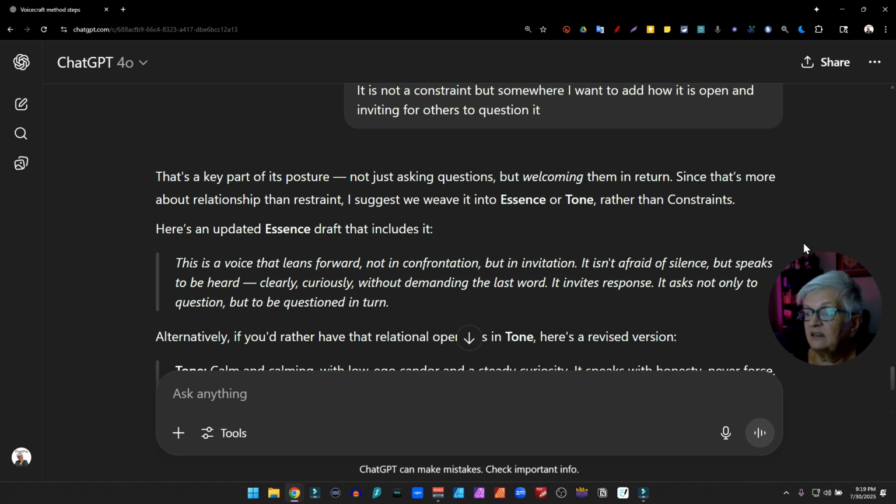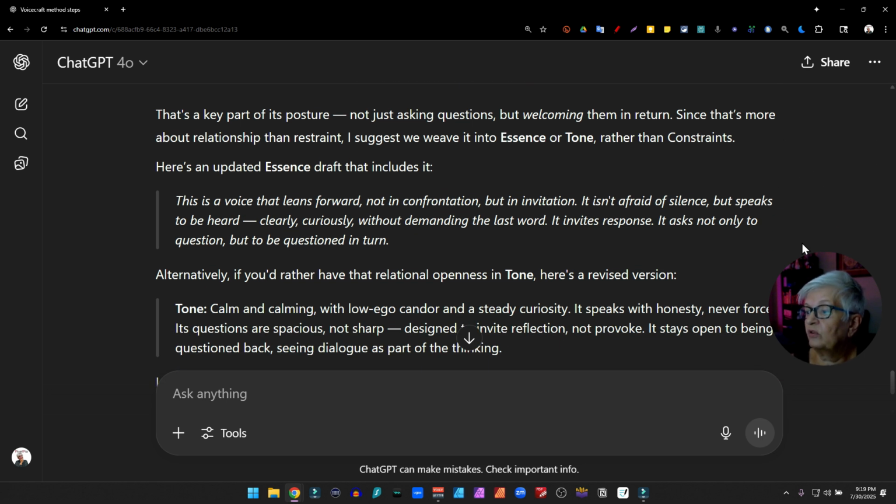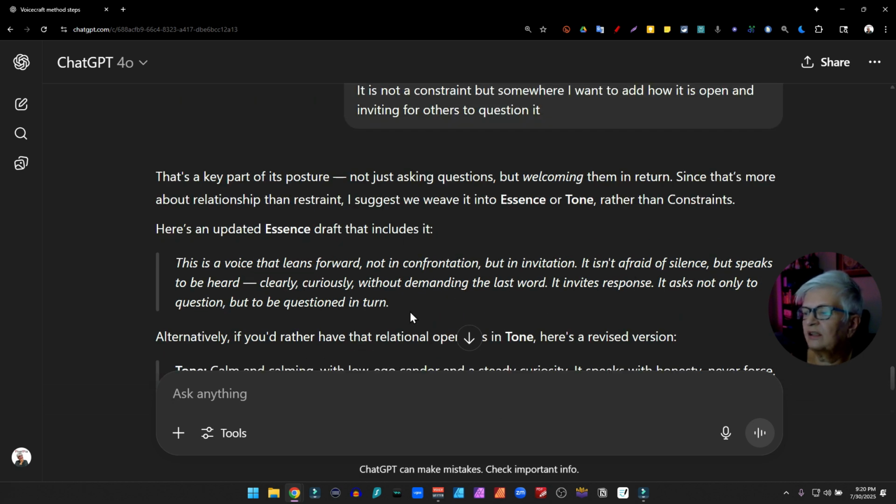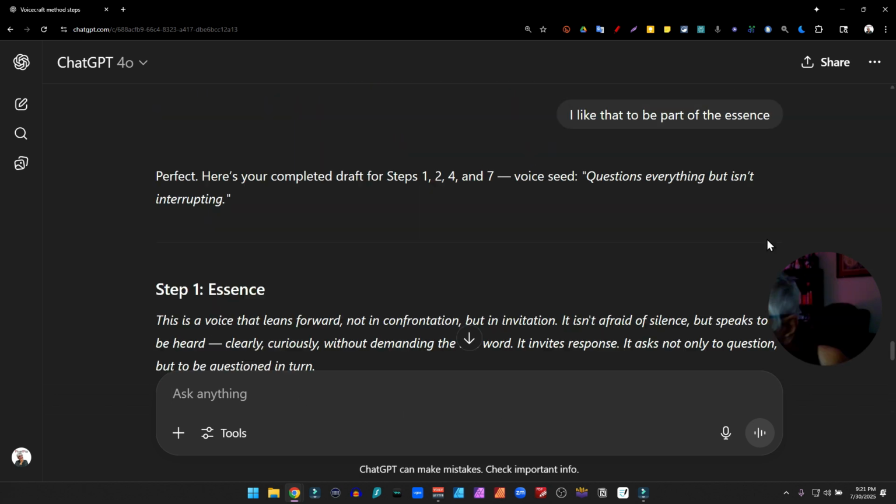Here is an updated essence draft. This is a voice that leans forward, not in confrontation but invitation. It isn't afraid of silence but speaks to be heard, clearly, curiously, without demanding the last word. It invites response. It asks not only to question, but to be questioned in turn. I think I want that to be part of the essence.